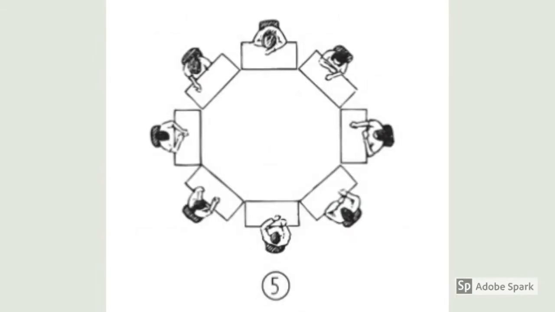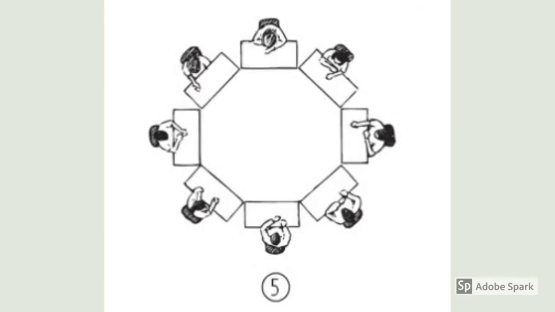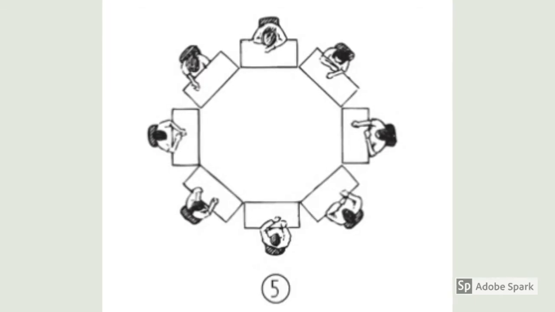Number 5 is a full circle. This is a very democratic arrangement, allowing everyone to see everyone else.